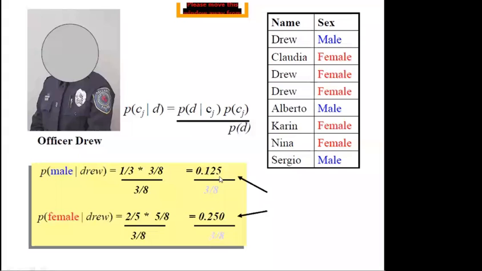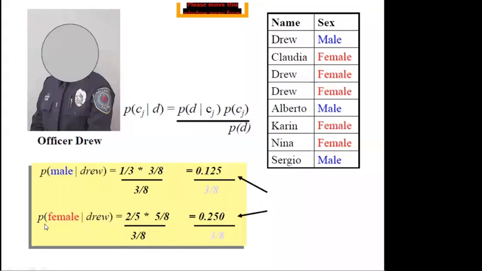If you divide both the numbers by 3 by 8, it doesn't matter for our probability. So P of D is always the same. We can just ignore it. Is it clear? This factor we can ignore. Among 8 names, Drew appears 3 times, so 3 by 8. If you compute it, you'll get 0.125. For male, probability of Drew being male is this much.